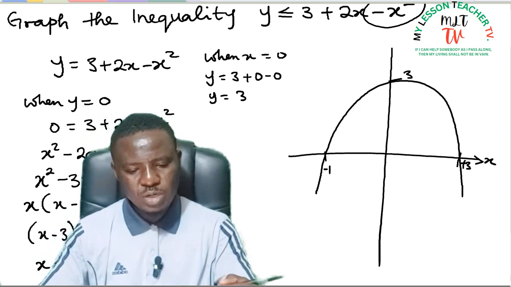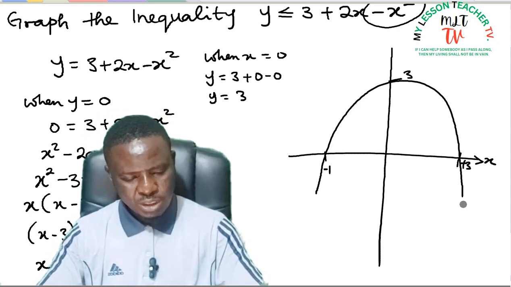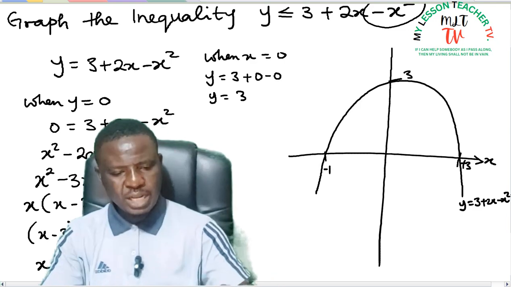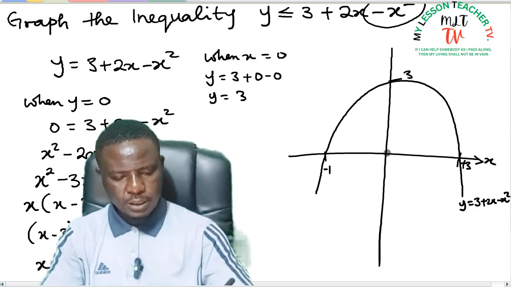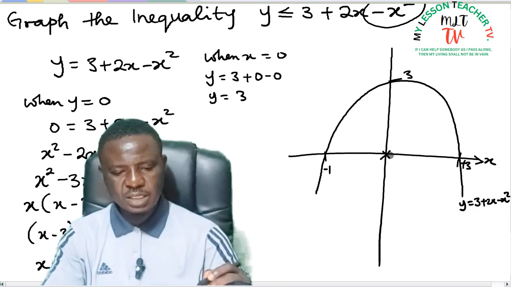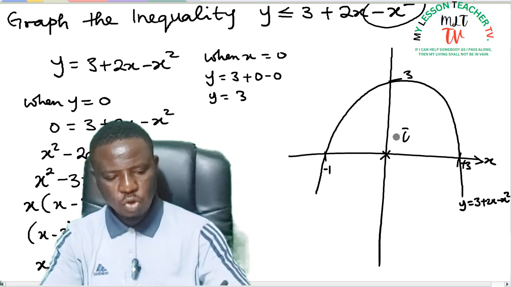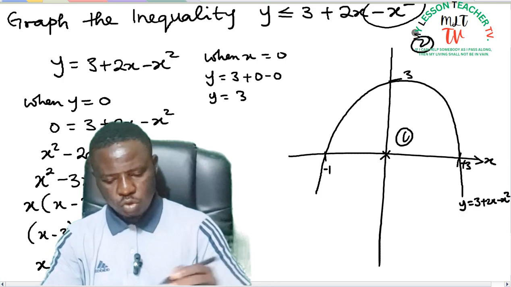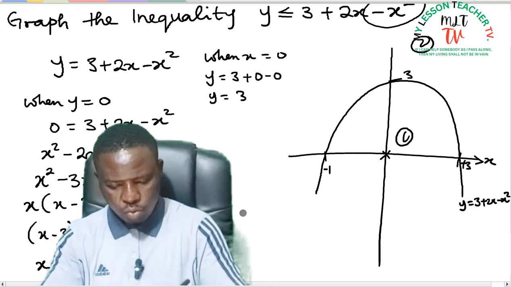Now what we have to do next is to test. So this is the graph of y is equal to 3 plus 2x minus x squared. We shall next determine if this region satisfies the inequality. Let's call it region 1, or if region 2 satisfies the inequality. So we are going to test using 0, 0.